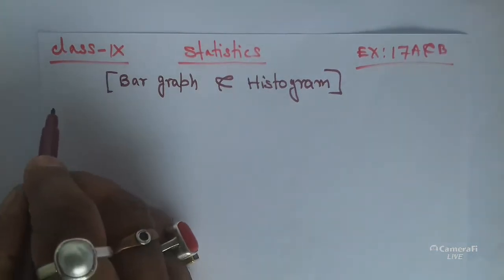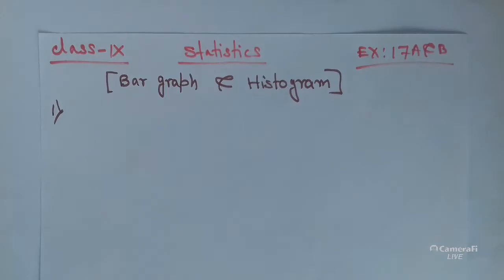So at first I am going to solve one math from exercise 17a, and the problem is the following: the table shows the number of students participating in various games in a school, and the table is given.